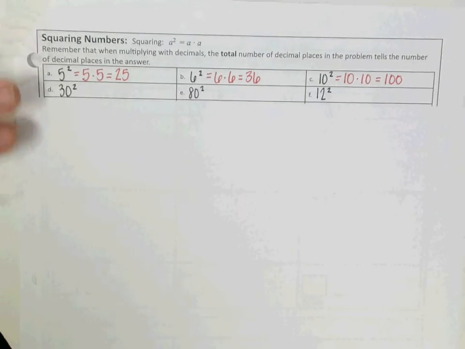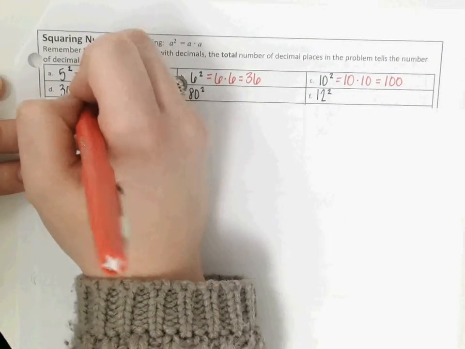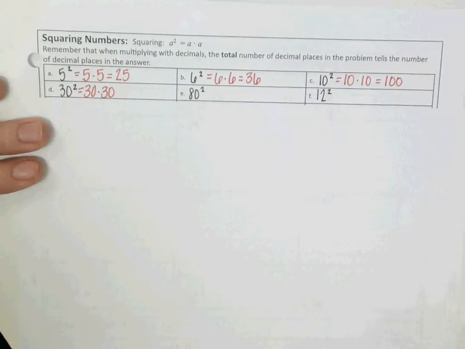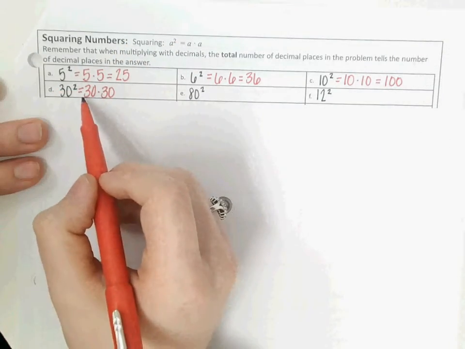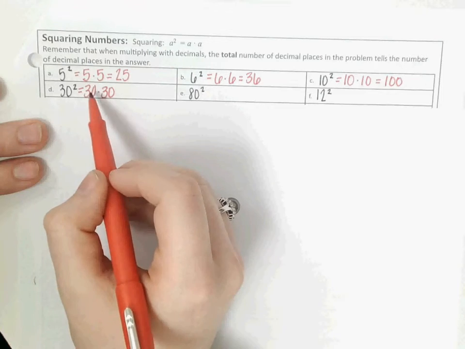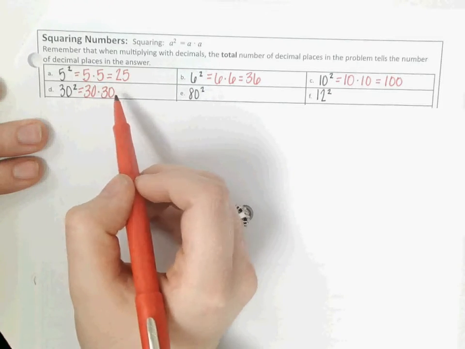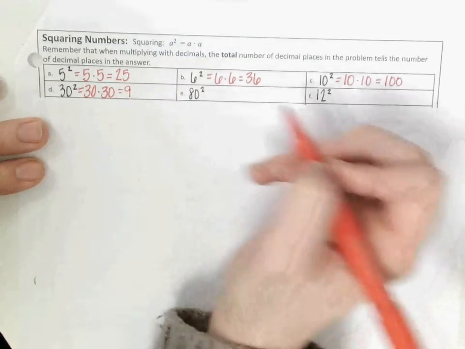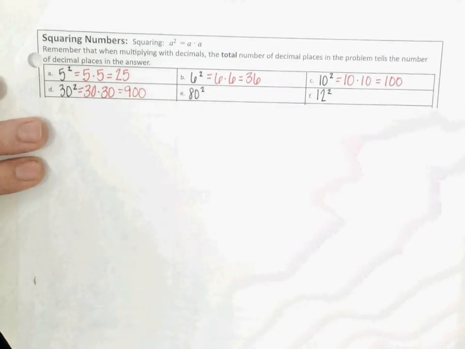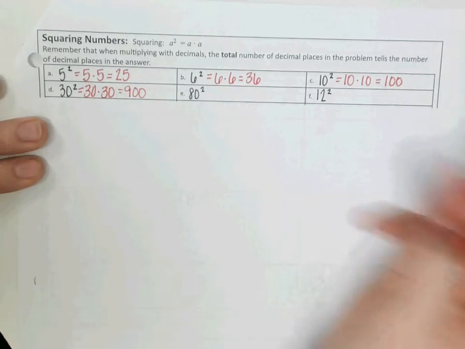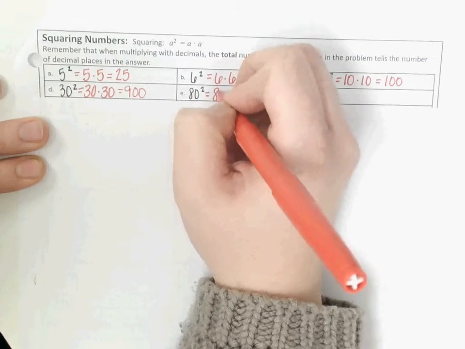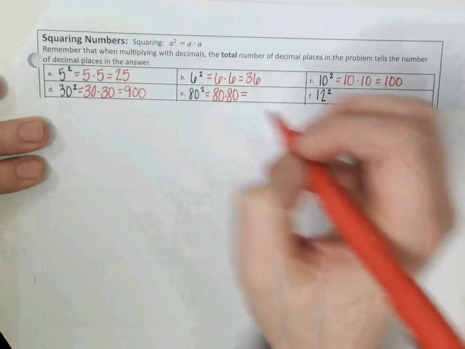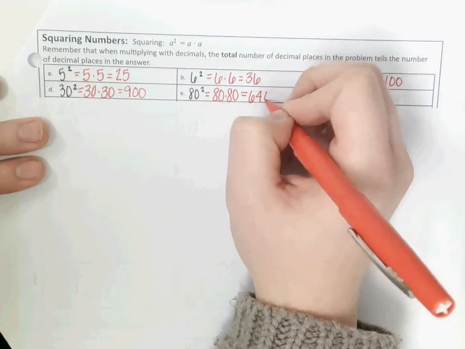Okay, our next one is 30 squared, which means I can do 30 times 30. Now some of you would go, oh my goodness, these numbers are huge. But all you have to do is do 3 times 3, and then take your number of zeros that you have and put them at the end. So 3 times 3 is 9, and since I have 2 zeros, I just put 2 zeros at the end. Then I have 80 squared. We do the same thing here. We do 80 times 80, but really you can just do 8 times 8, which is 64, and then put your 2 zeros at the end.